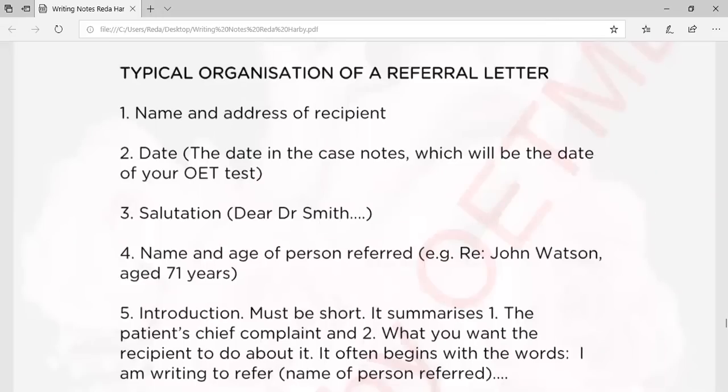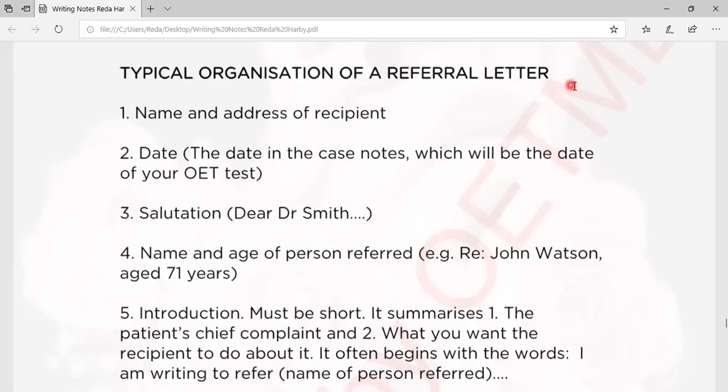So today we will start a full orientation to the writing subtest for the Occupational English Test exam: the typical organization of a referral letter, and then we will write a letter together. Name and address of the recipient, then the date, which will be given, or it will be the date of your OET test. This is the date of the referral letter. It is like a true referral letter, okay?